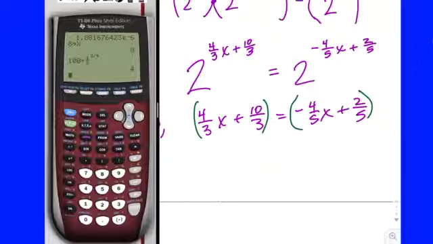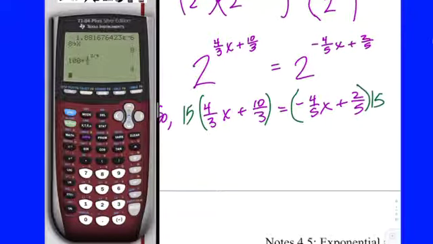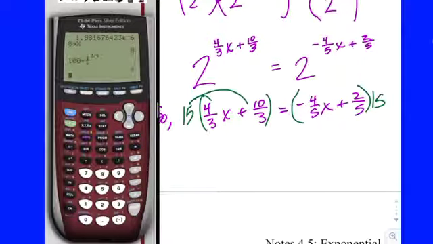What is the LCM of 3 and 5? 15. It's their product because 3 and 5 are co-prime, right? So I'll multiply over here by 15, multiply over here by 15. And now if we distribute 15 thirds, do not go 15 times 4 first, right? That defeats the purpose. Go 15 divided by 3 is 5, and then 5 times 4 is 20. So we get 20x plus 15 divided by 3 is, again, 5. 5 times 10 is 50.